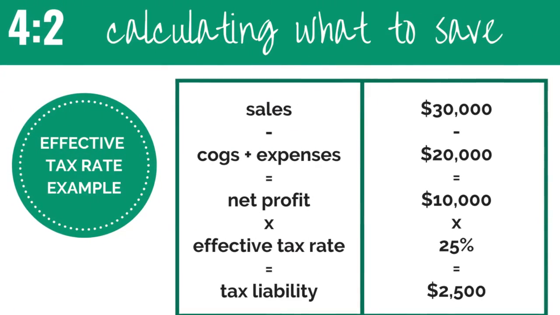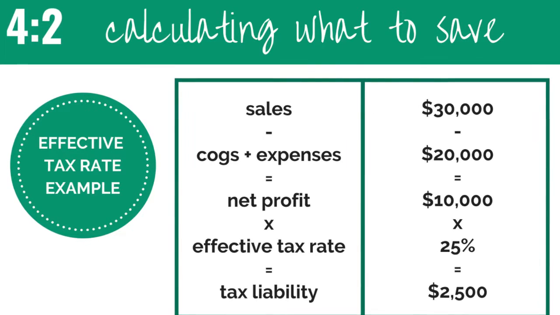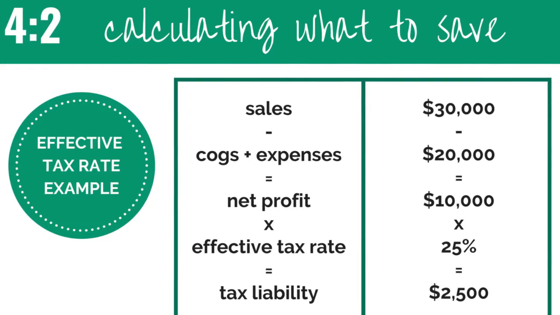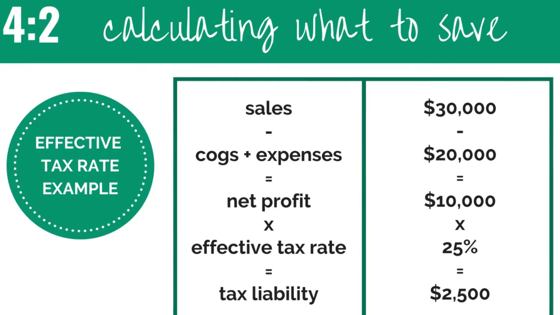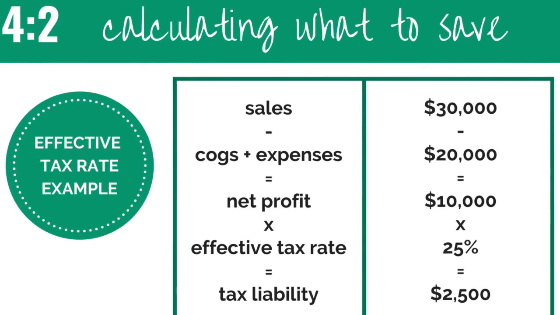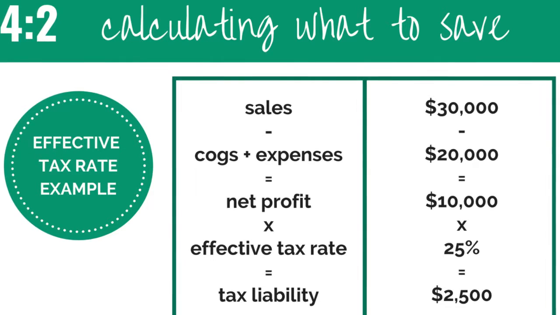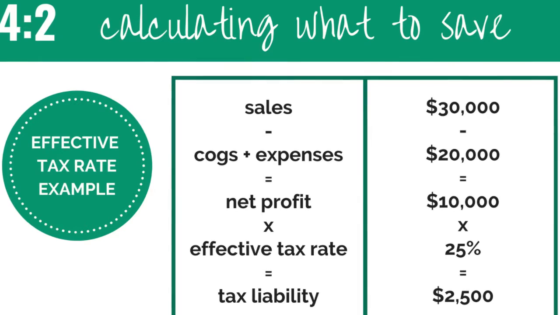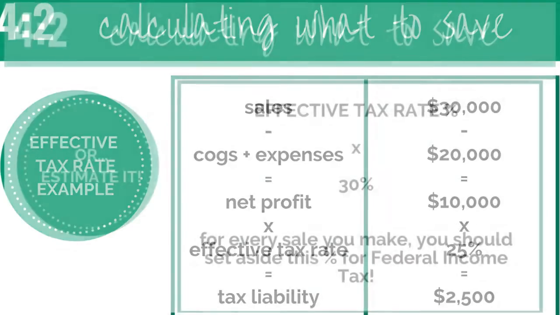Now there's two ways we can estimate what we need to be saving for the current year for taxes. We can run an example like this with our actual numbers, or we can estimate it, which we'll talk about in a second. So we have our effective tax rate, so we'll look at our sales minus our cost of goods sold and expenses, which gives us our net profit. Multiply your net profit by your effective tax rate, and that'll give you an estimate of what your tax liability will be at the end of the year.